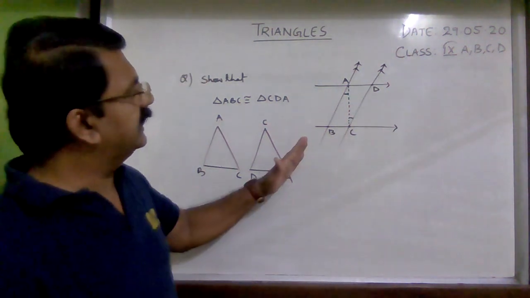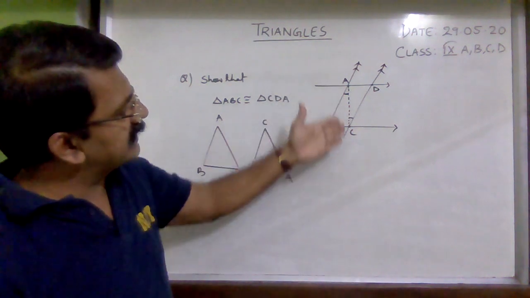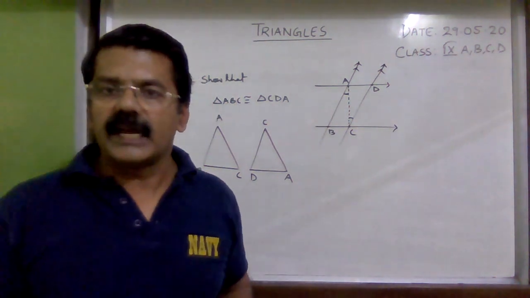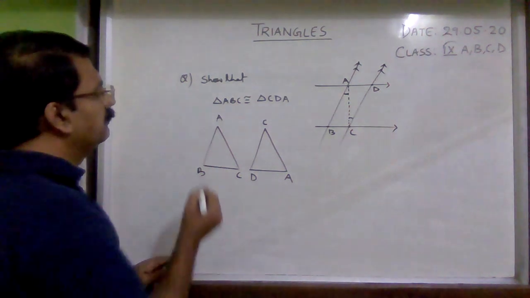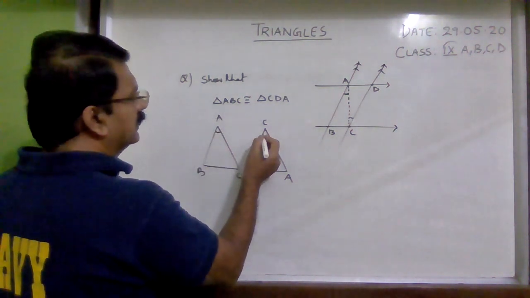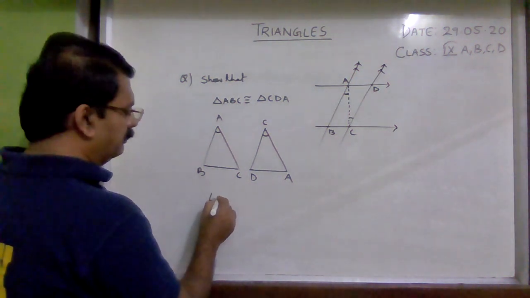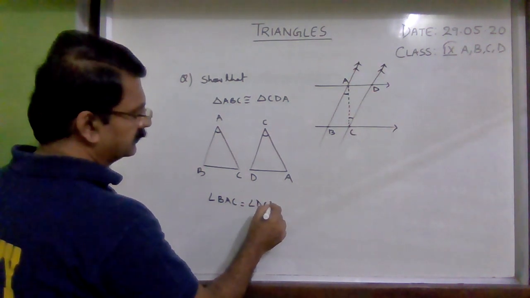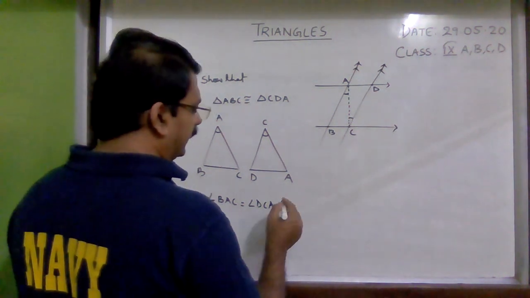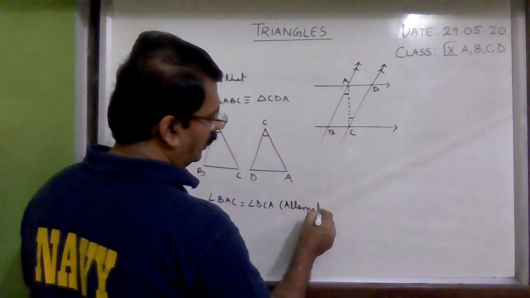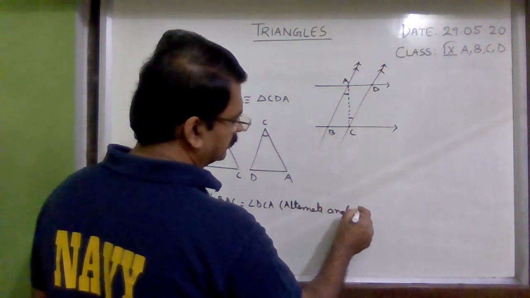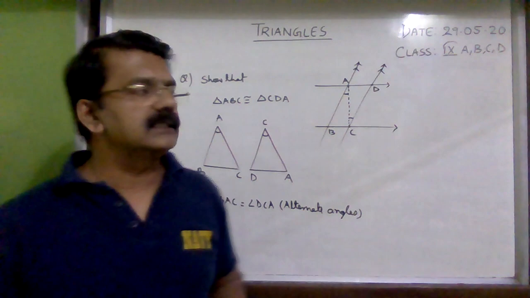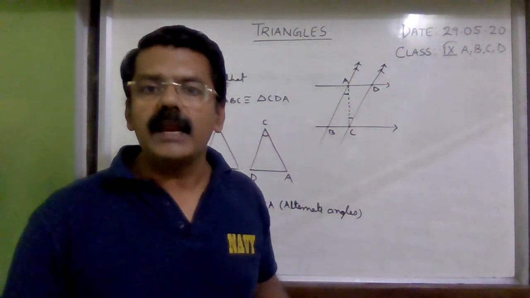Why are they equal? Because see, this line and this line are parallel and this is a transversal, so these two angles are alternate angles, and you know that alternate angles are always equal when the lines are parallel. That is why these two angles are equal. Means this angle is equal to this angle. The reason also we will write here: angle BAC is equal to angle DCA. The reason, they are alternate angles, because these two lines are parallel, this is a transversal, and alternate angles are always equal when the lines are parallel.